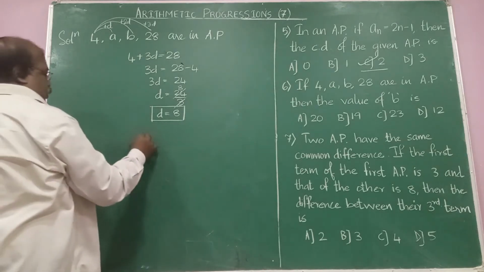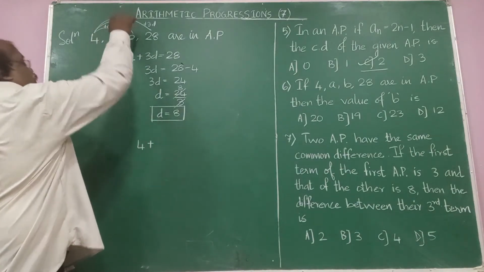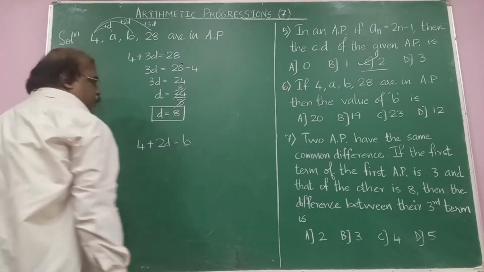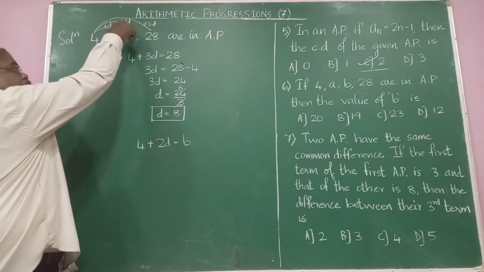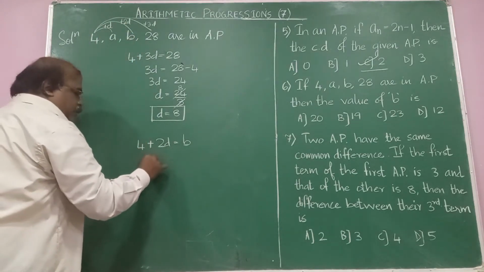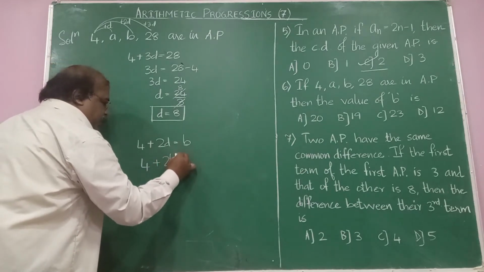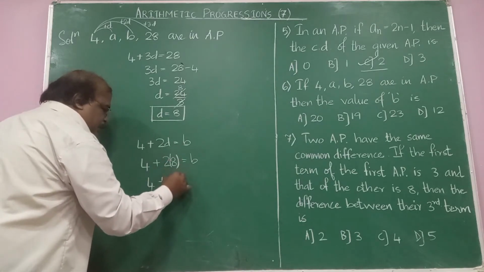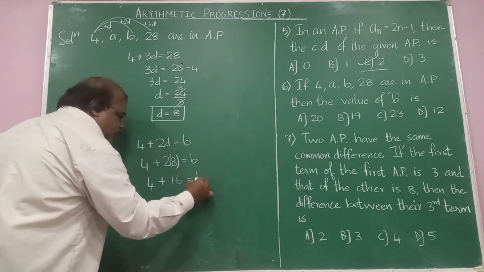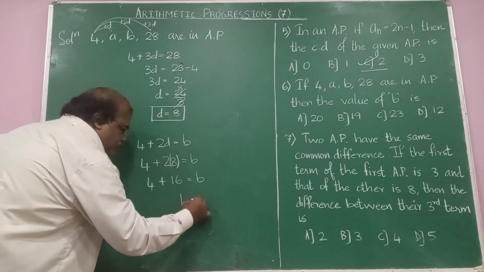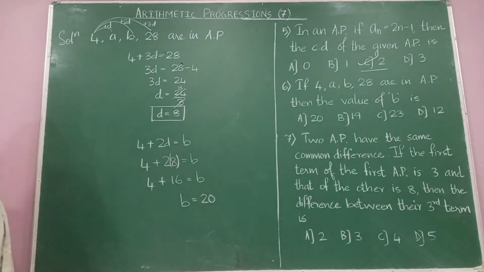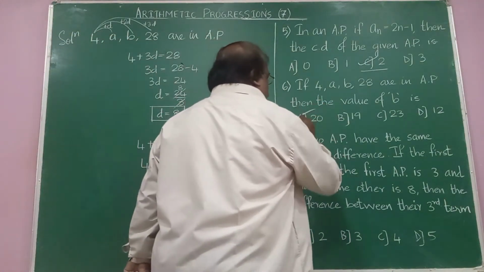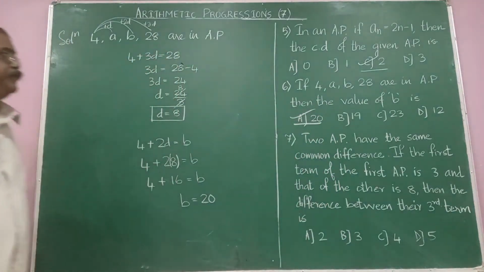Now, I know that 4 plus 2d will give you b. So you get 4 plus 2 into 8 is equal to b. So you get 4, 2 eights are 16 is equal to b. So what is b? 16 plus 4 is 20. I got the value of b.